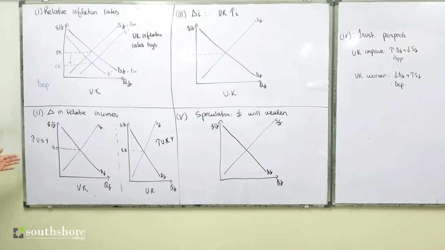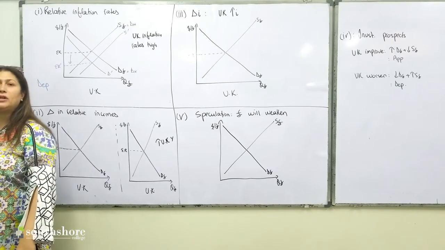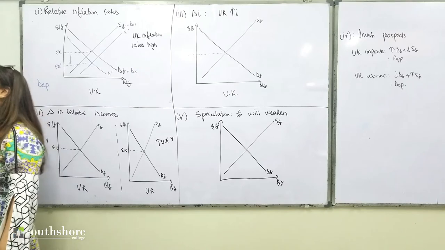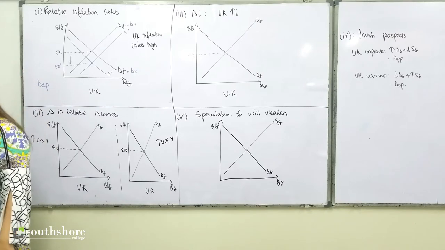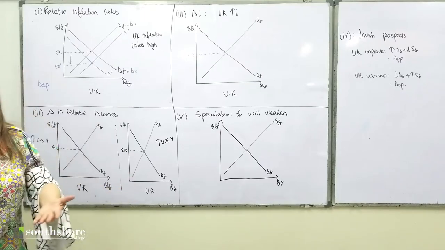If people in America are becoming richer, they will buy more of all goods and services, including goods and services from my country. Think about what I'm saying. This is the UK, nothing has changed in our country. Next door is the US. Those guys start becoming richer and richer. There's a boom going on in the US. So those guys will now start buying more of all goods and services, including stuff that is made in our country.